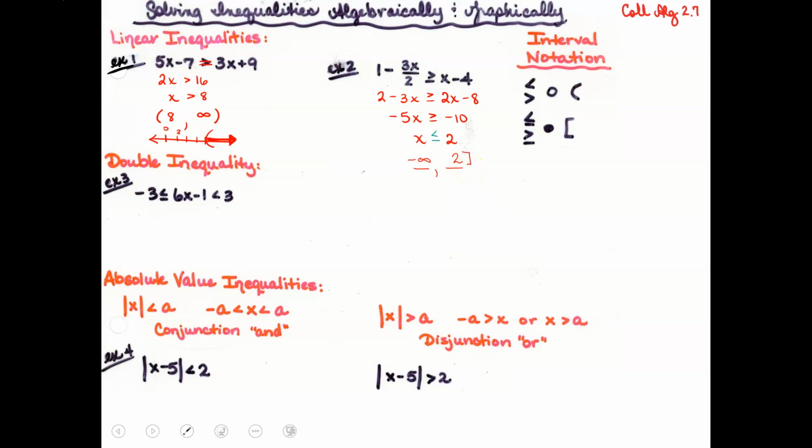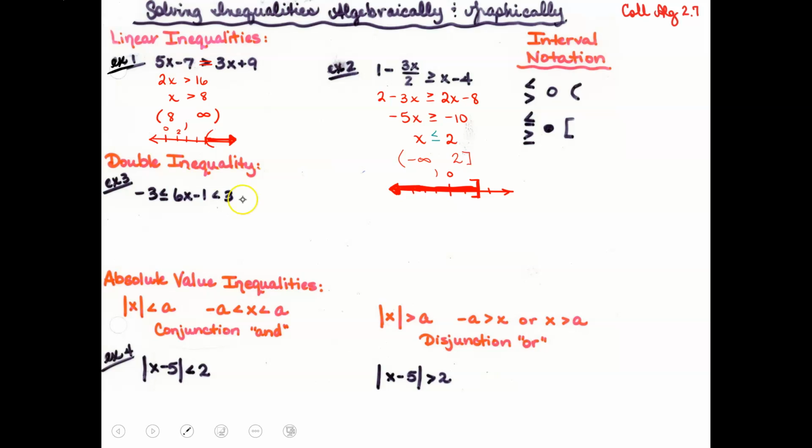Am I going to use a bracket with negative infinity? No, because remember that we said you will always use a parenthesis for infinity or negative infinity. You can never equal those values, so you can't use a bracket. So notice it's perfectly fine to have a parenthesis with one value and a bracket with the other. And if we were going to graph that, we would have a bracket at 2, and then we would be shading off to negative infinity.